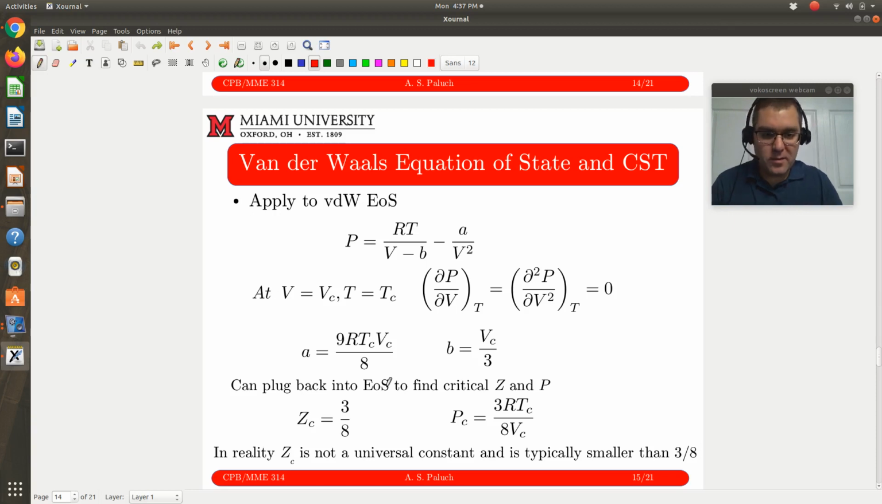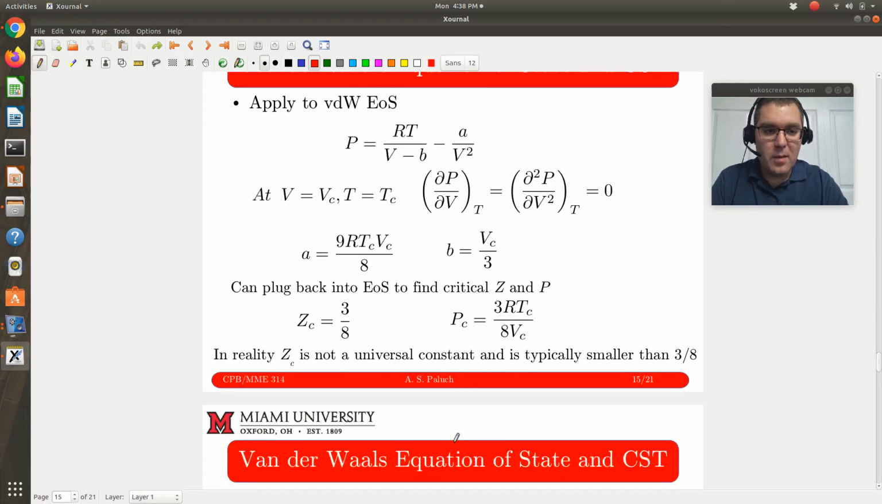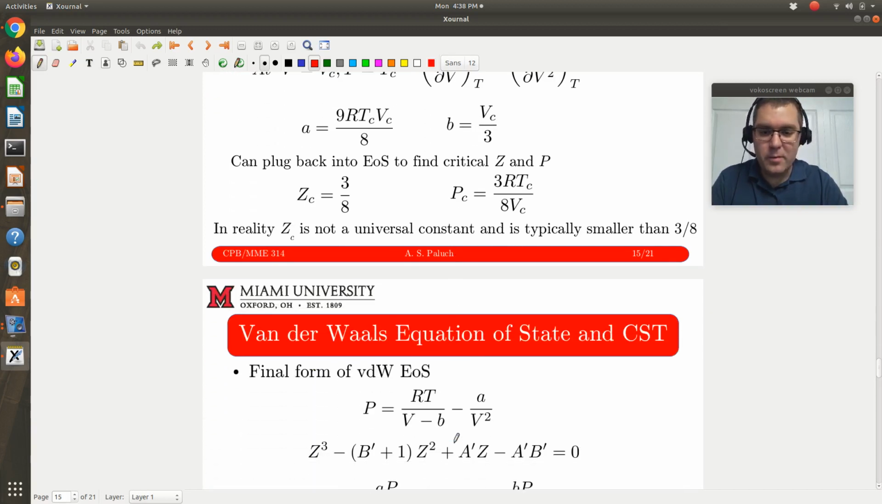Okay, so that's cool, but it is limited. Using two-parameter corresponding states theory, he predicted the critical compressibility is always 3/8, and so that's not universally true, right? So it does have some limitations. Okay, but that's van der Waals. That's the first one.